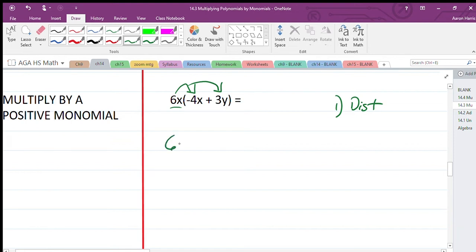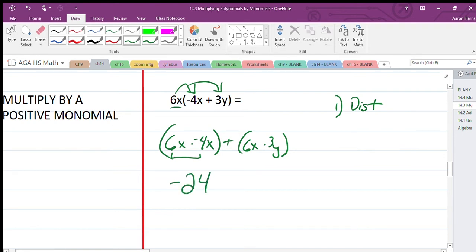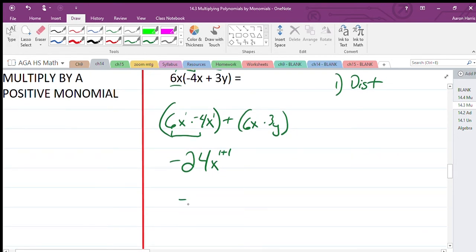So now I have 6x times a negative 4x. And then I'm going to add a 6x times a 3y. Okay, here we go. What is 6 times 4? Well, 6 times a negative 4, that is negative 24. Oh, look at this. This is x times x. Here's a power of 1. Here's a power of 1. What do we do with that? We add them together. So I get negative 24x squared.